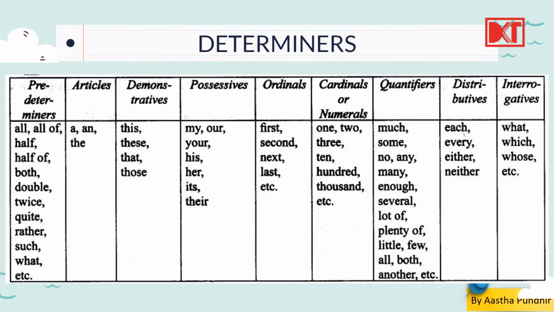Okay, so determiners, as I said, is like a tree. And this tree has so many branches. Like we have predeterminers, we have articles, we have demonstratives, we have possessives, we have ordinals, we have cardinals and numerals, we have quantifiers, we have distributives, and we have interrogatives. So determiners is this tree which has so many branches, and all of them we'll be understanding one by one. Although they are pretty easy to understand, just going through them.